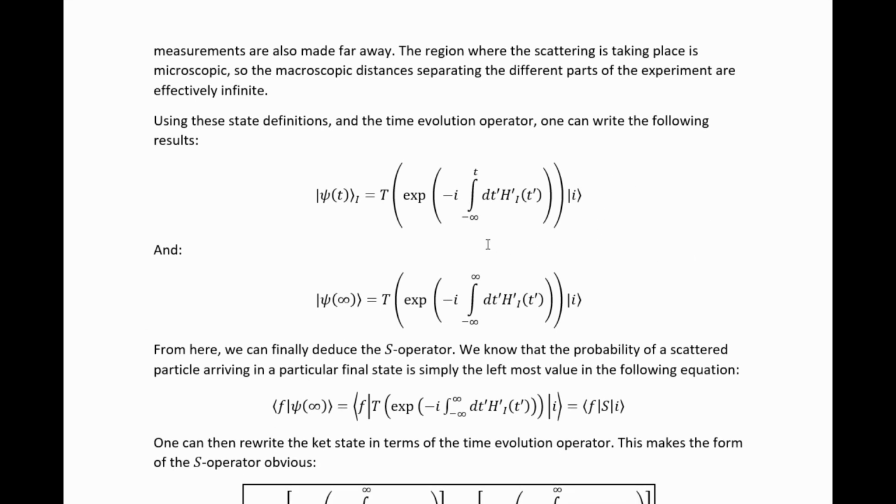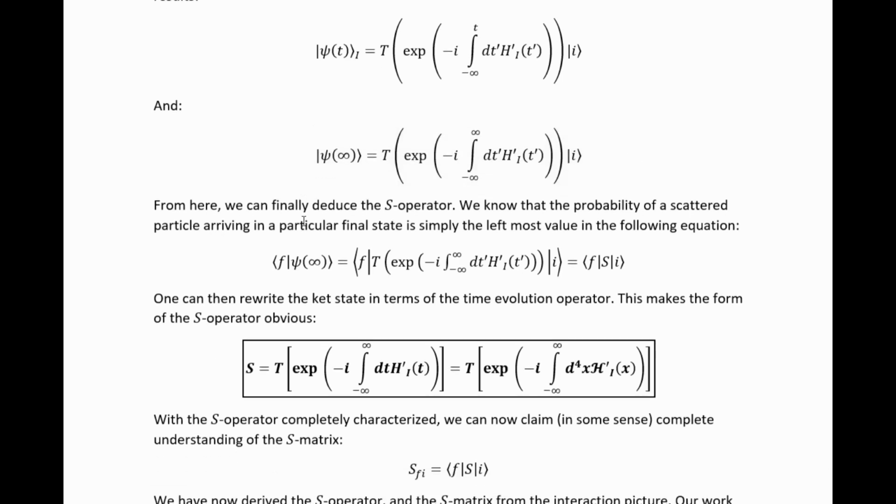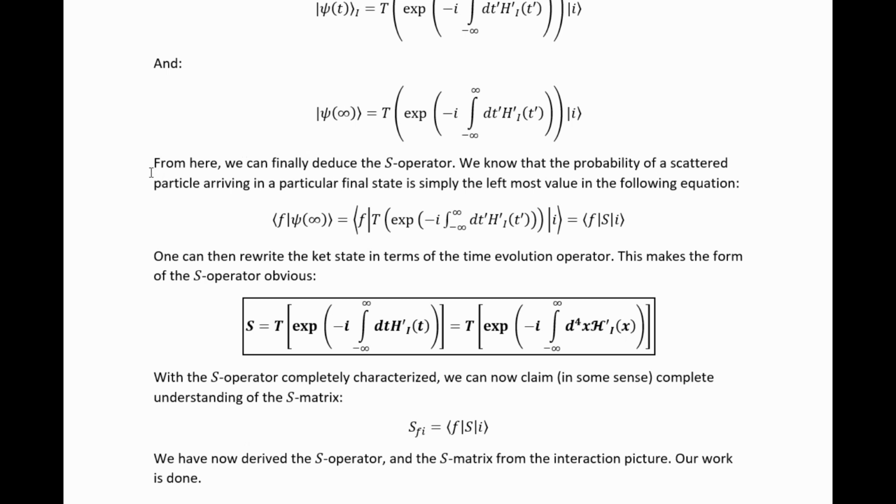We can evolve the initial state at negative infinity to some time t with this U operator, and we can just integrate all the way to t equals infinity to evolve the initial state from negative infinity all the way to the measurement time, which I called the output time above. From here we can simply deduce the S operator.